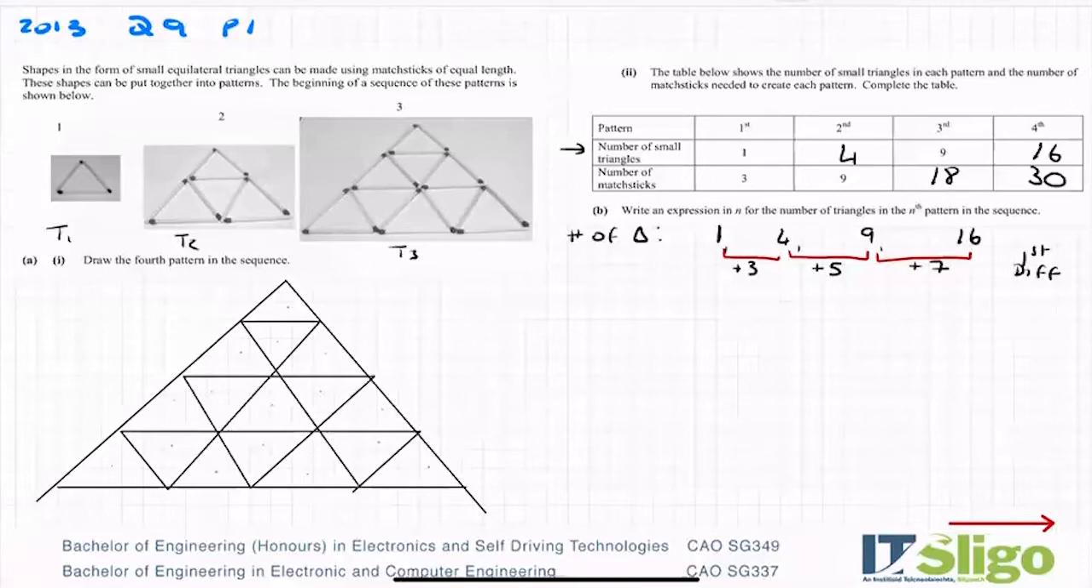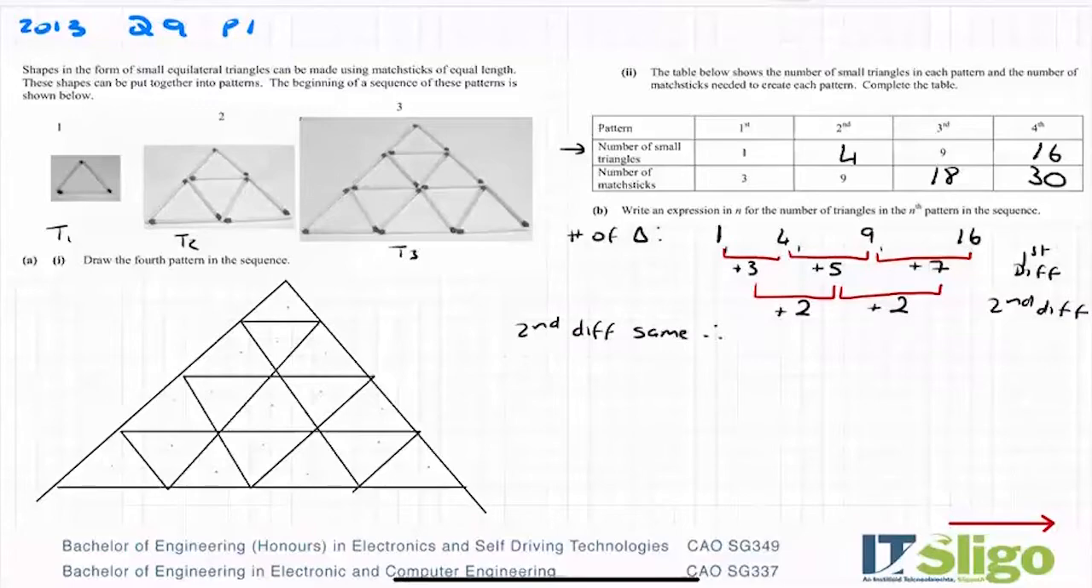Okay, so then we go on to look at the second difference, or the difference of the differences. Between 3 and 5, it's 2, and between 5 and 7, it's 2. Okay, and that's what we call the second difference. We can see that the second difference is the same. Therefore, it's what we call a quadratic sequence.